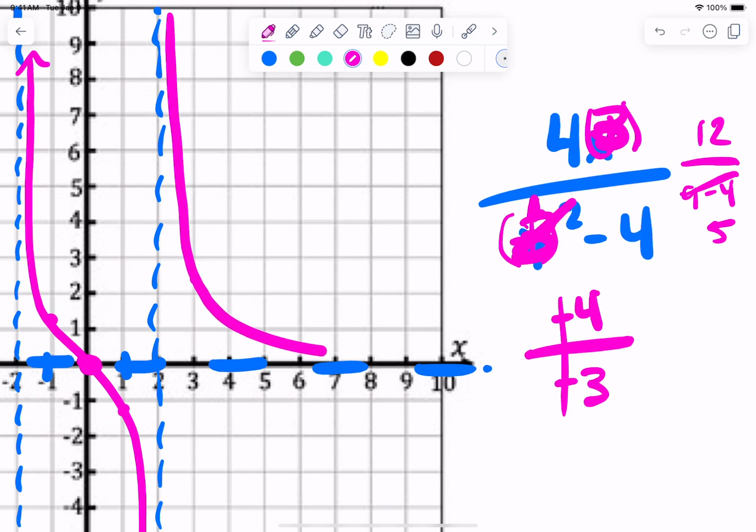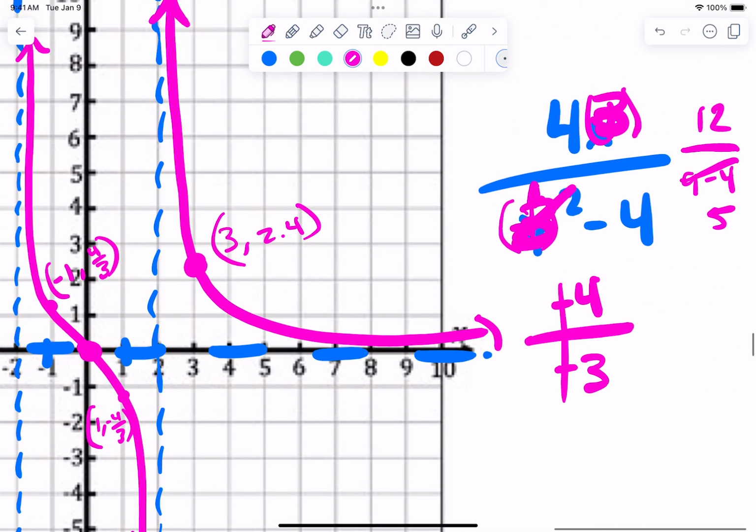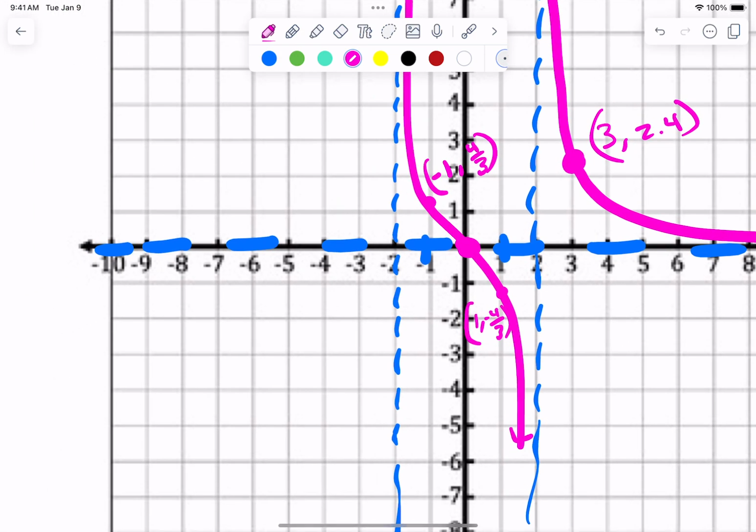You can plug in some other stuff if you want to, but he's going to do one of these. What was 3? 3 was at 2.4. What was -1 at again? 4/3. Positive 1 was at negative 4/3. -1 was at positive 4/3. Okay, if I plug in -3, he's going to be negative 12 over 5, which is -2.4. Oh, so he's doing one of these. Darn it.